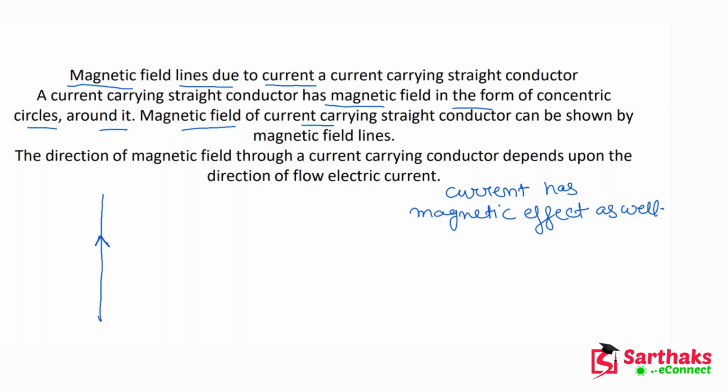But let me tell you what happens when your current flows in this direction. So basically, the magnetic field lines will be like this. The direction of magnetic field lines will be in this direction, and this is called anti-clockwise direction.